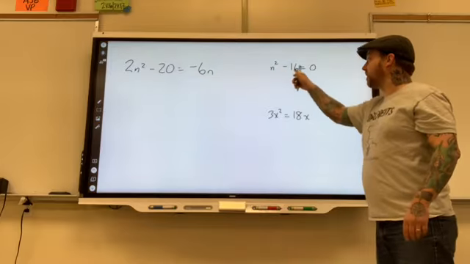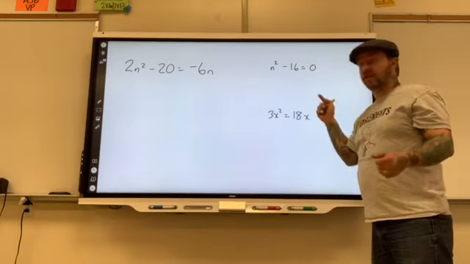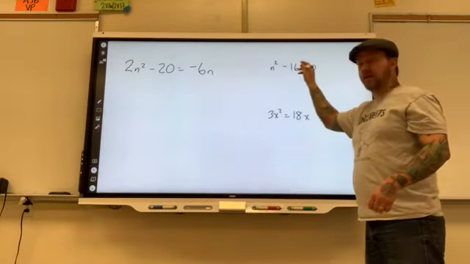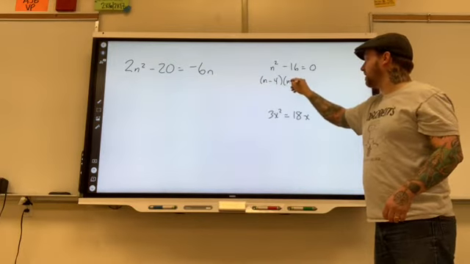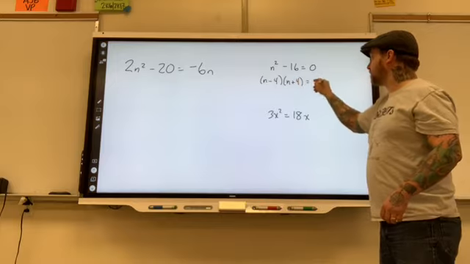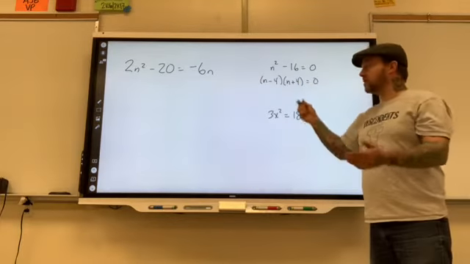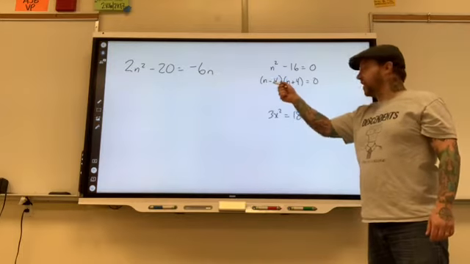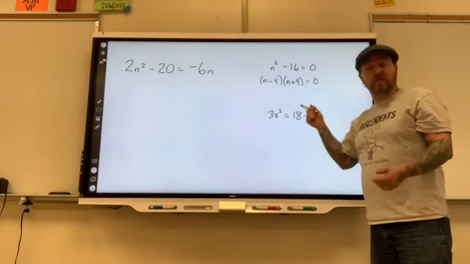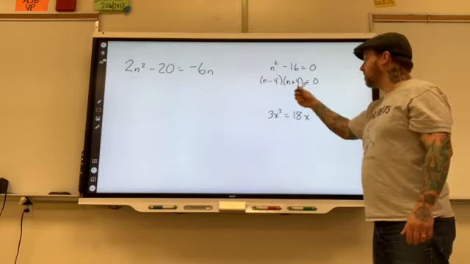So we've got n squared minus, what's the square root of 16? 4. So we've got n squared minus 4 squared. This is n minus 4 times n plus 4 equals 0. So what's n? Well, zero product property says a times b is 0. Either a is 0 or b is 0. So this is 0 or this is 0.